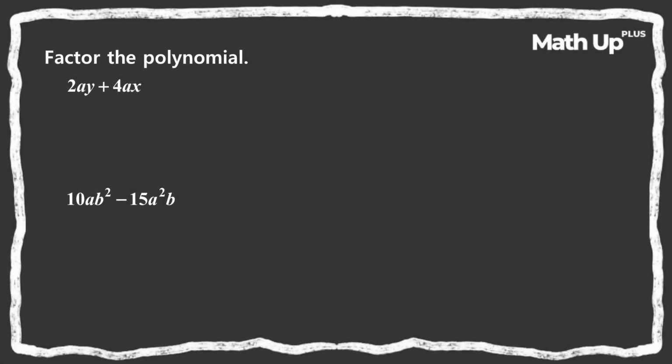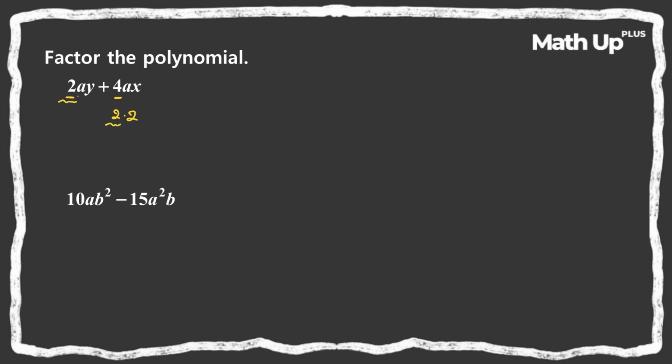The question is to factor the polynomial. The first step we must keep in mind when factoring is to see if there is a common factor. If we look at the coefficients first, we have 2 here and we have a 4 here. 4 is 2 times 2, right? So 2 is our common factor.